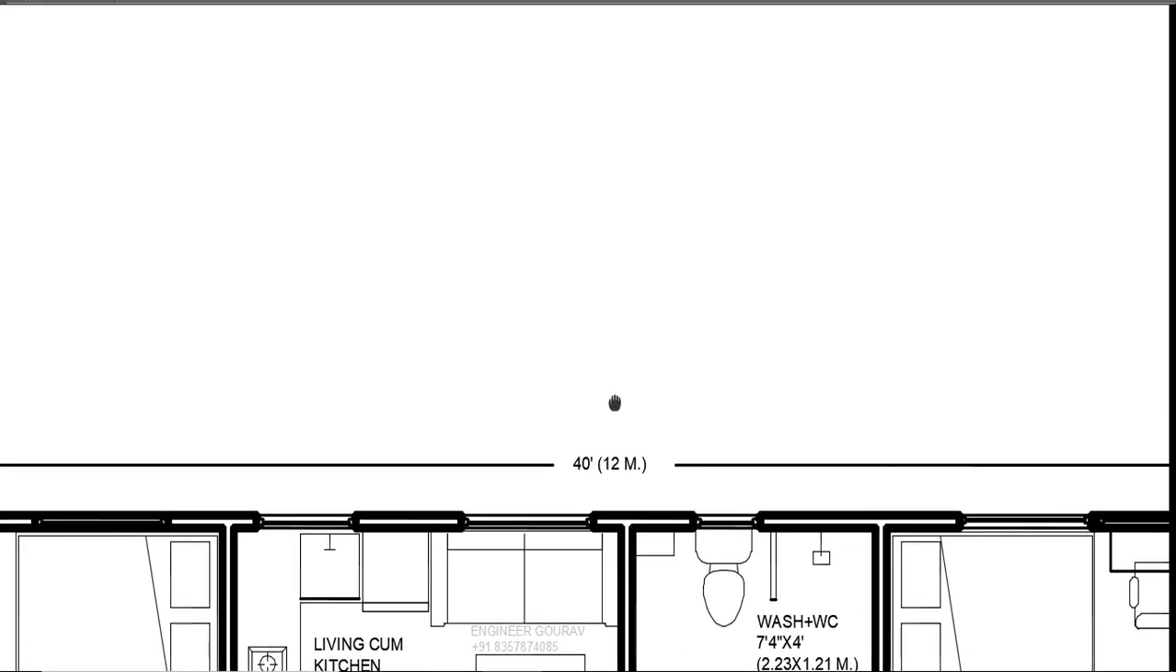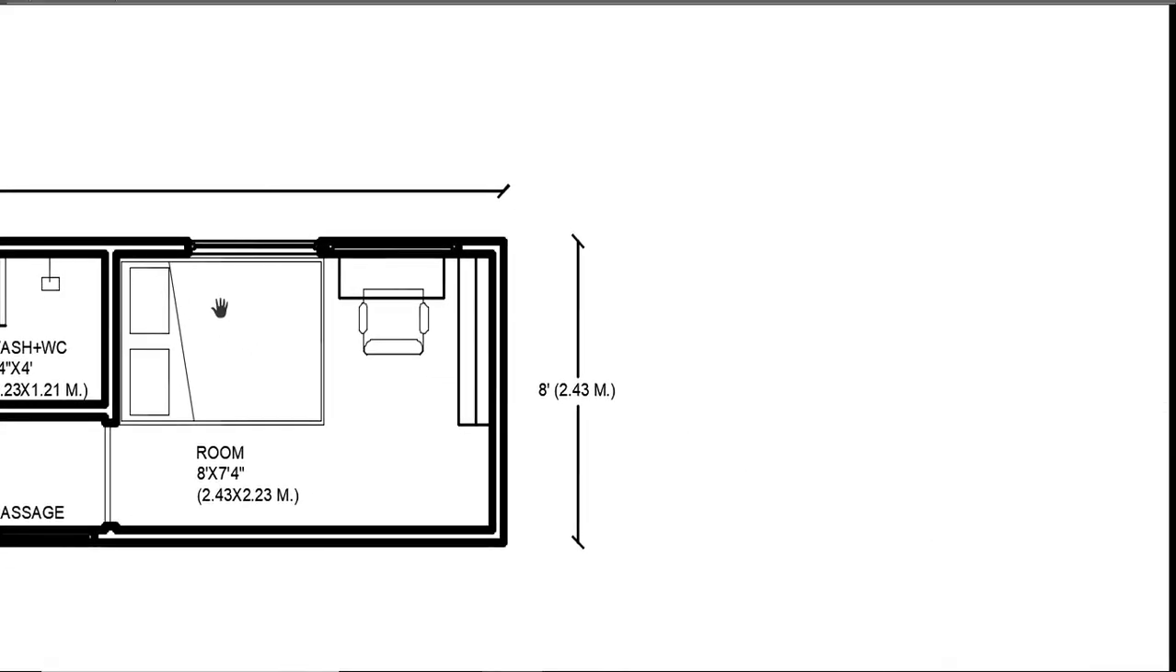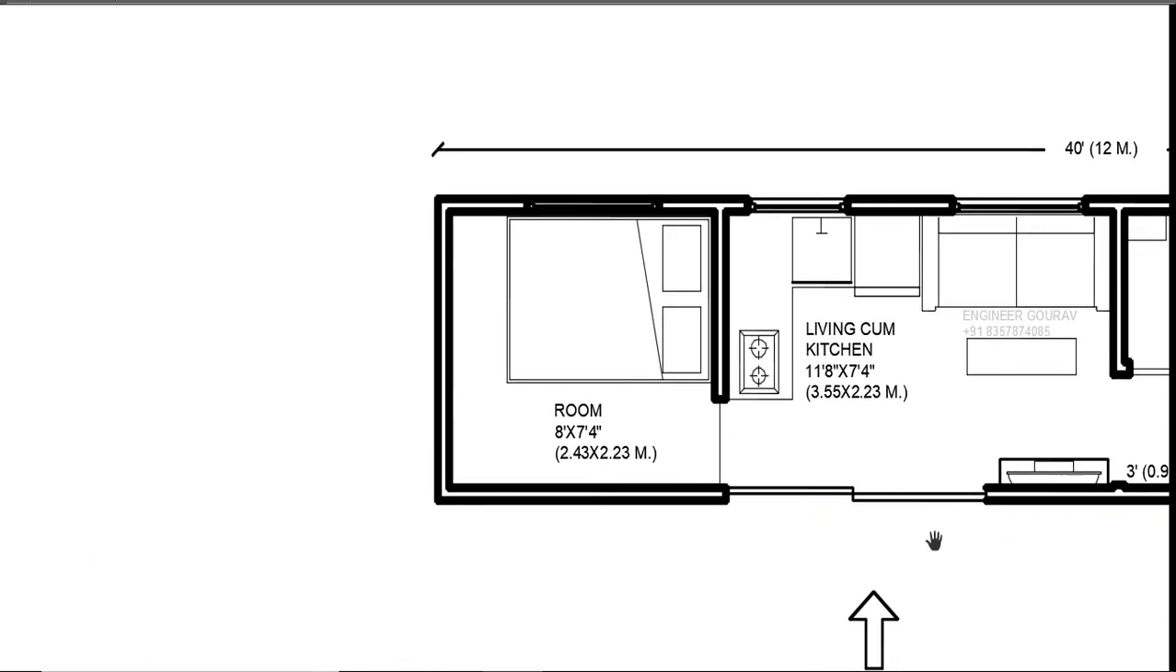So this is the floor plan of the house. There is a 40 feet shipping container. The total area I have taken is, the length is 40 feet, in meter 12 meter, and the width is 8 feet, in meter 2.43 meter. In the front we have a sliding door here. After that we will go inside.